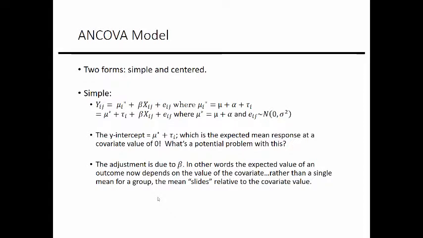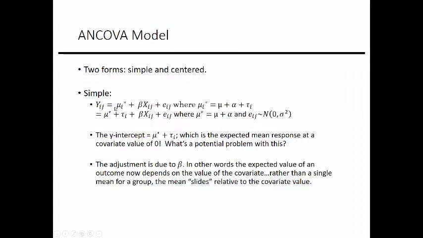So the ANCOVA model comes in two different forms. There's what's known as the simple model, and then there's what's known as the centered model. And the simple ANCOVA looks a lot like a regression model, although you'll notice that instead of sticking in here the alpha for the y-intercept, I have this thing I'm calling mu I star. And what mu I star is really kind of a glorified cell mean, if you will, in context from our means models previously.